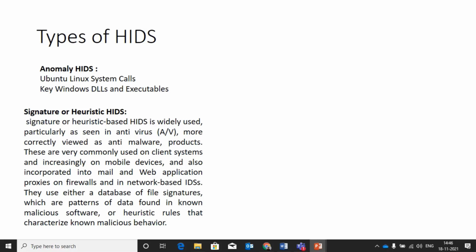Signature based is widely used on Windows machines, and antivirus systems also use this to prevent malware, in anti-malware software products. These are very commonly used on client machines or machines in a corporate environment, in web application proxies and firewalls, everywhere. This is a very common approach because for most attacks, whenever we identify them, we know the pattern signature. So that is the quickest way to protect the machine.